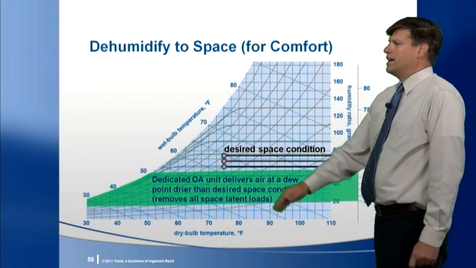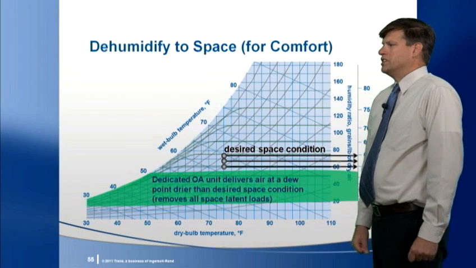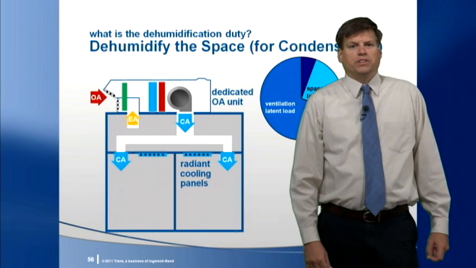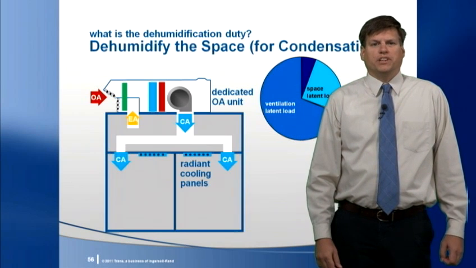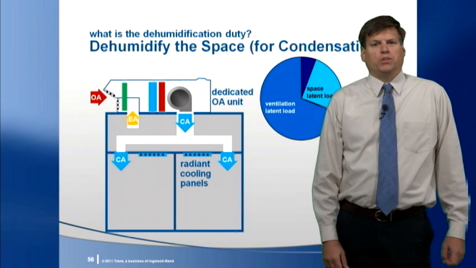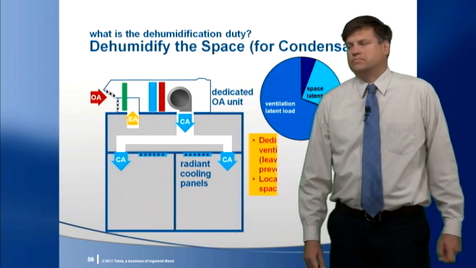The supply air will be drier down here in the shaded region of the chart. Sometimes the goal of the dedicated outdoor air unit is to dehumidify the space far enough to prevent condensation at the local HVAC unit, or to meet a specific humidity requirement for some process.